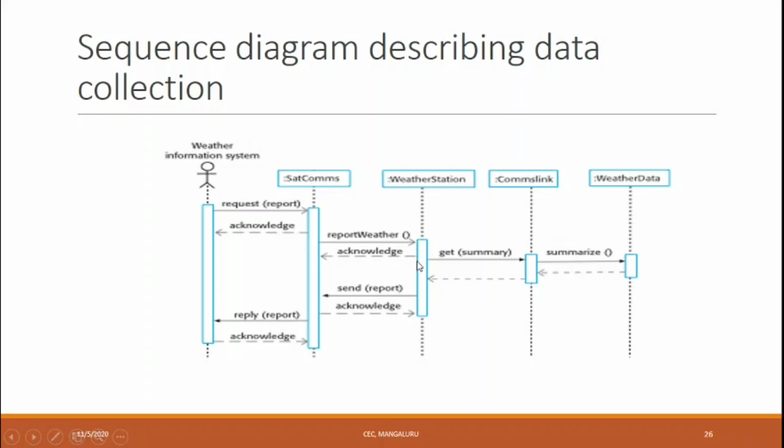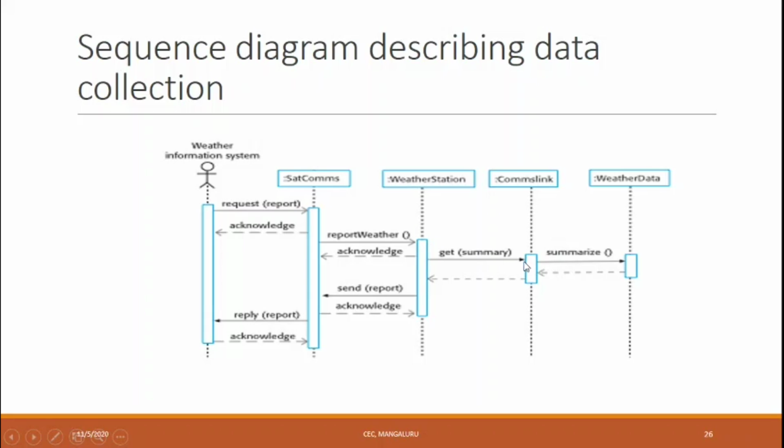Again, the stick arrow indicates that satellite communication does not suspend itself waiting for the reply. It sends an acknowledgement to the satellite communication, and the weather station sends a message to the communication link object to summarize the weather data.